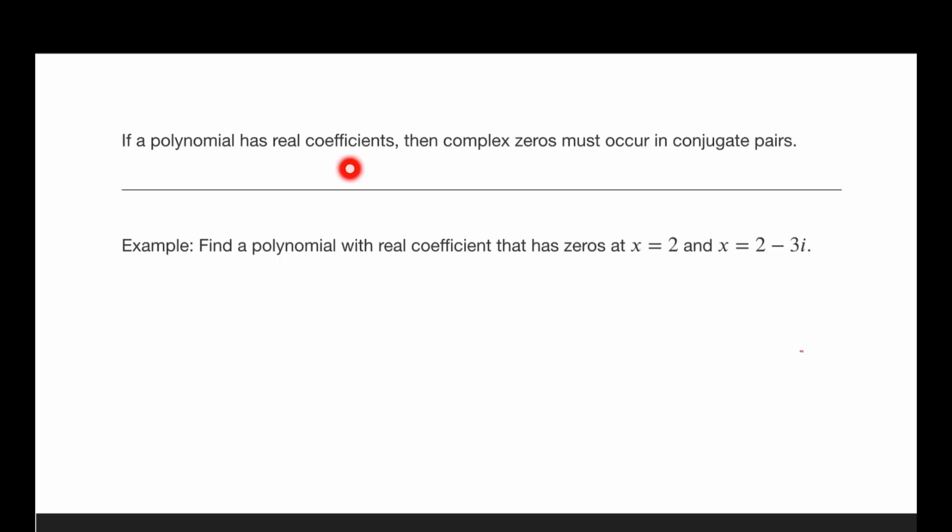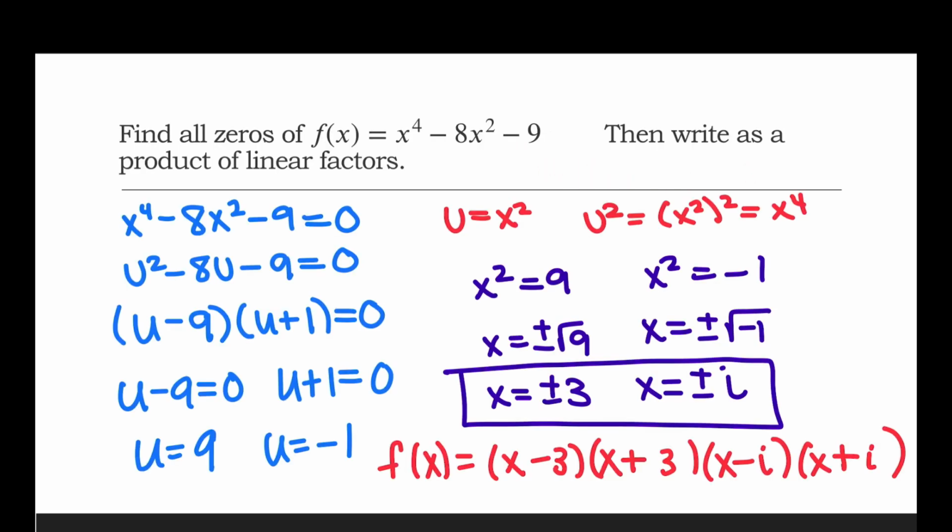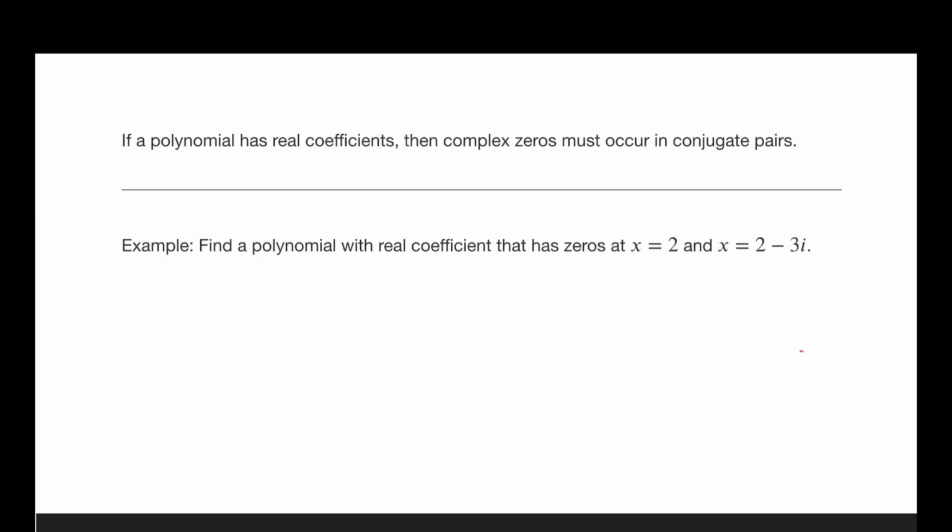All right, if our polynomial has real coefficients, which the polynomials we're going to look at in this class will have, then complex zeros have to occur in conjugate pairs. And in my previous example, notice that we had 2 imaginary zeros, positive i and negative i. Those imaginary zeros are going to occur in pairs, and they're going to occur in conjugate pairs. So to explain what I mean by that, I'm going to do an example.